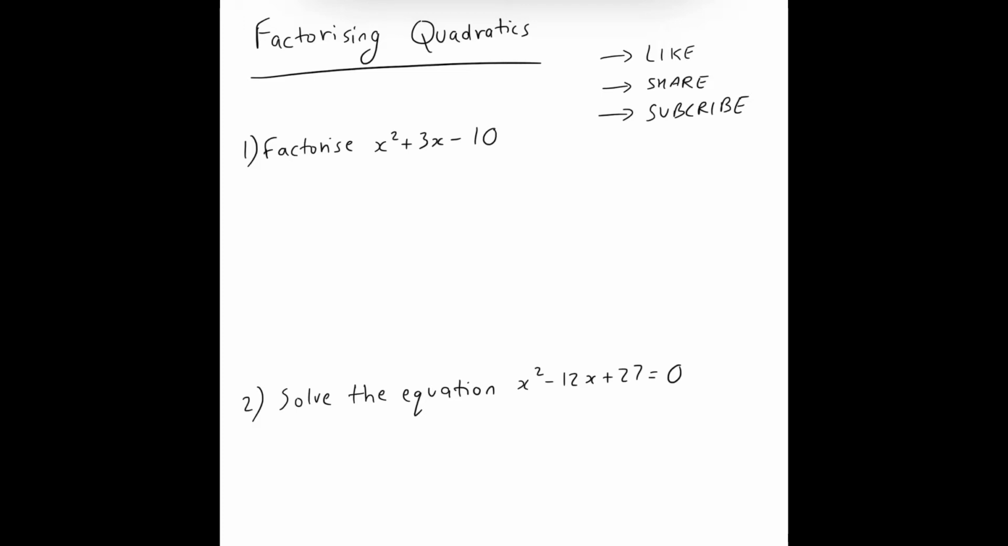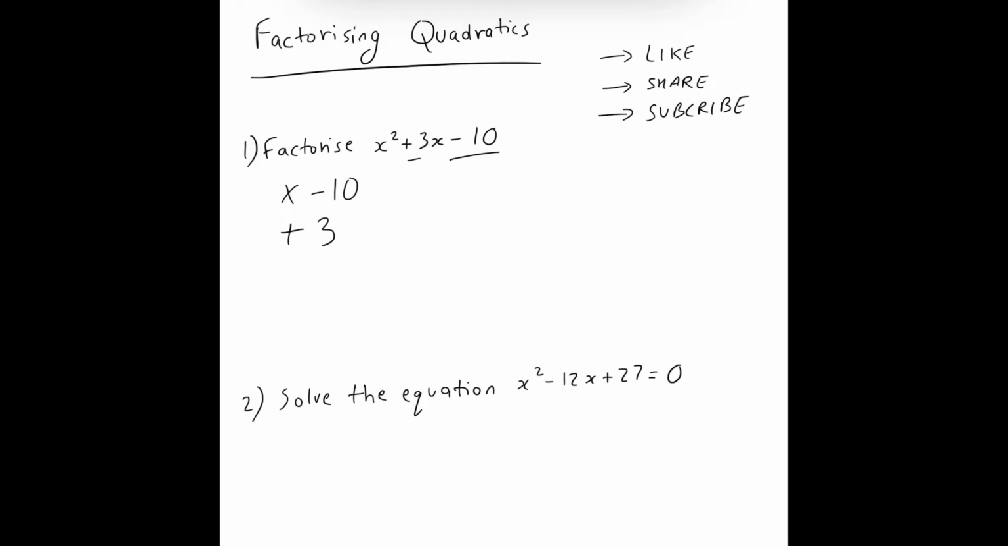Okay, so factorize x squared plus 3x minus 10. There's one way of solving this. You could do it in your calculator, but physically I'm just going to show you how to do it. You have to find two numbers that multiply to give you minus 10, and two numbers that add to give you plus 3.